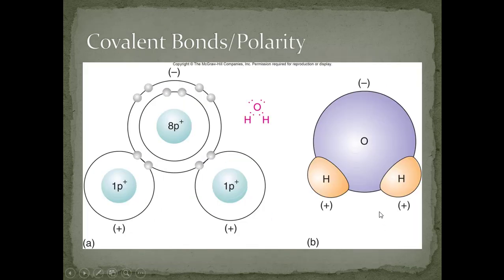Covalent bonds and polarity. I kind of touched on this with the hydrogen bonding, but basically when you have a very electronegative element like oxygen, it tends to want to hog electrons to itself and gives it more of a negative charge character. And this in turn gives those hydrogens that are involved more of a positive charge.